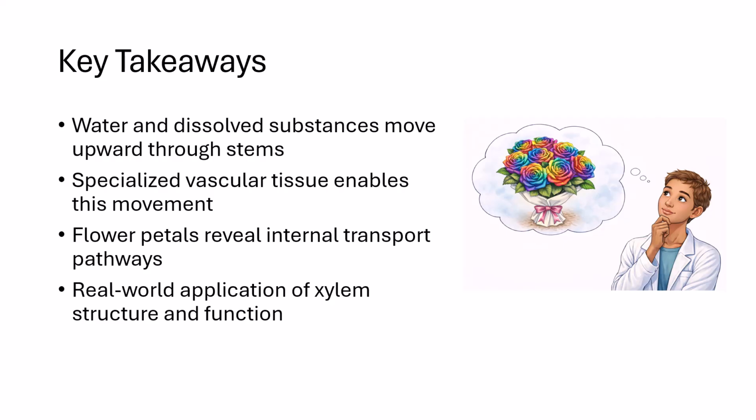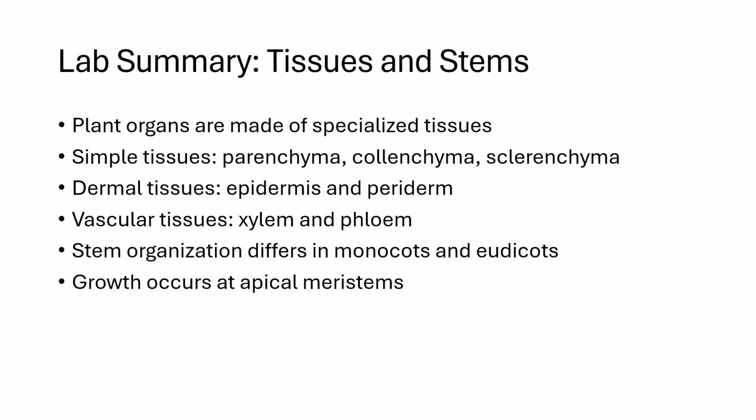This example reinforces the idea that plant structure supports function. The same tissues that normally carry water and minerals can also transport dyes, allowing us to observe movement that would otherwise be invisible. In this lab, you explored how plant structure is organized from the cellular level to the level of whole organs, focusing on tissues and stems.